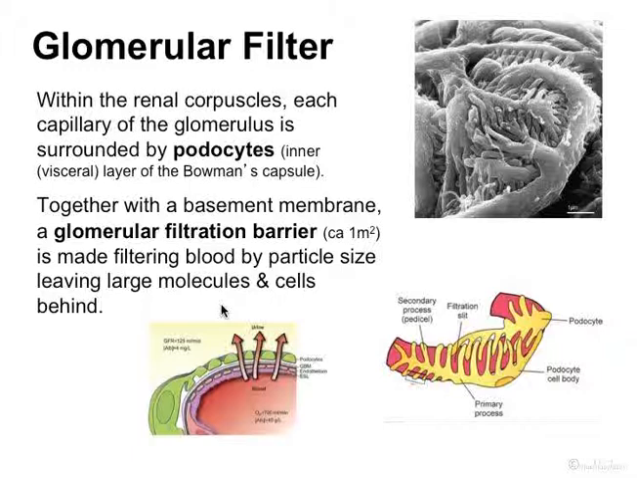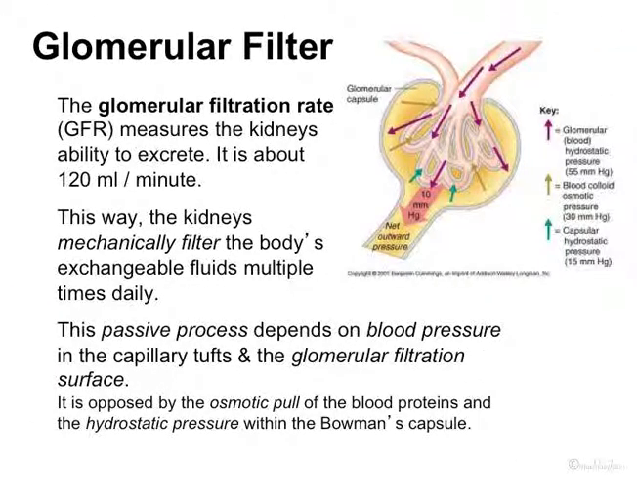All right. So what we get here is a glomerular filtration barrier when we have these podocytes go around the capillaries, and that's about a square meter in each kidney. I think it's each kidney. And then I look at the glomerular filtration rate. That's measuring the kidney's ability to excrete, and it's about 120 milliliters a minute. It measures how well we filter. We can look at the kidneys as a mechanical filter.